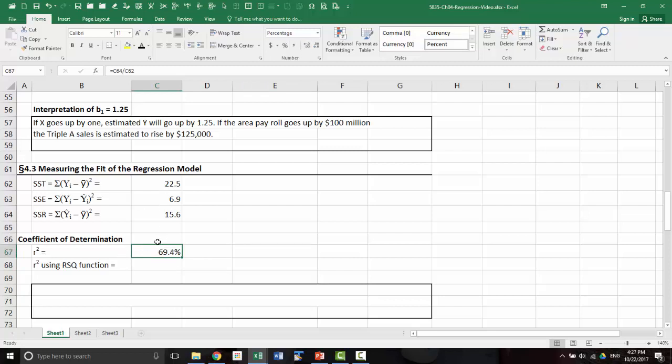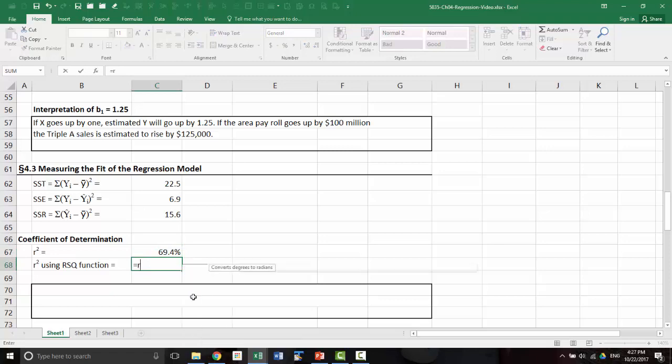So the regression line explained 69.4% of the total variability that was present in the data. That's called the coefficient of determination. And Excel has a function for this too. That is called RSQ.